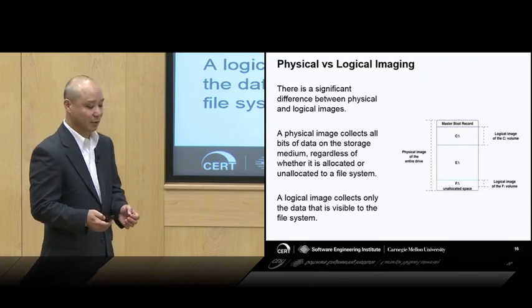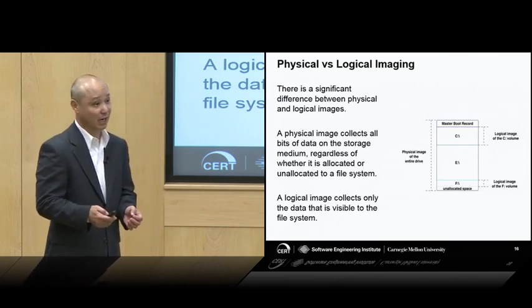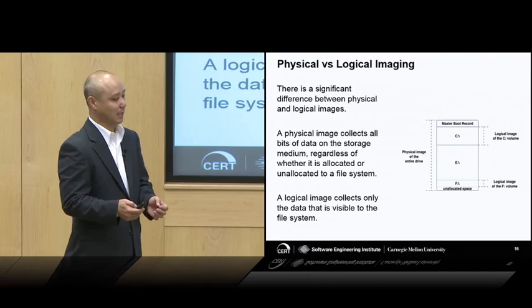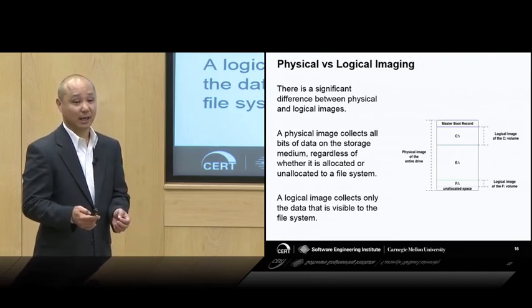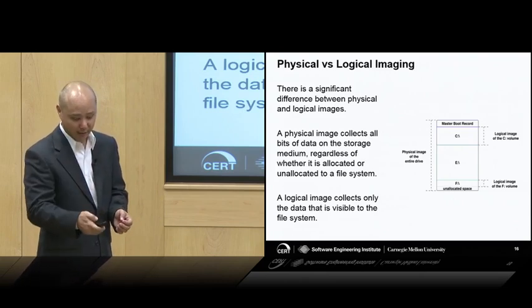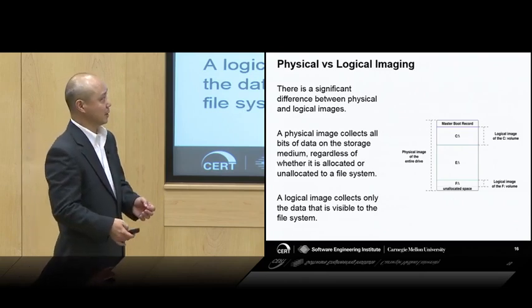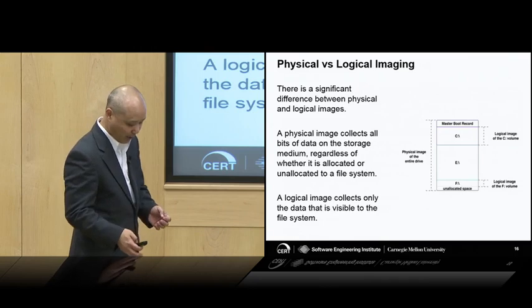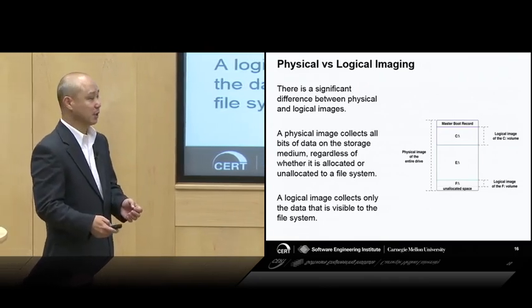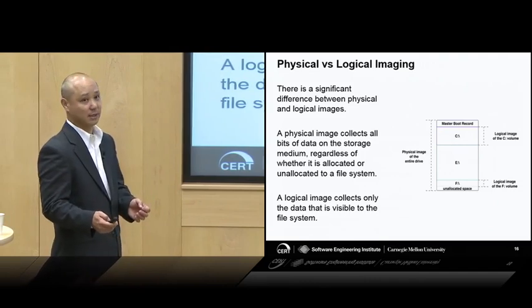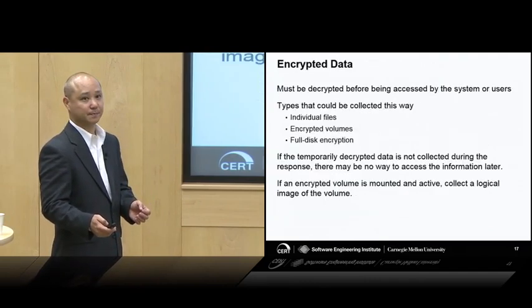Well, certainly if you meant to get the bit by bit of the entire drive and you just get the logical, then you're going to be missing the unallocated space, the slack space, and possibly some of the paging information from RAM. So make sure you know which one you want. There are times where you want just the logical, and that's fine, but know the difference and make sure you get the pieces you want.